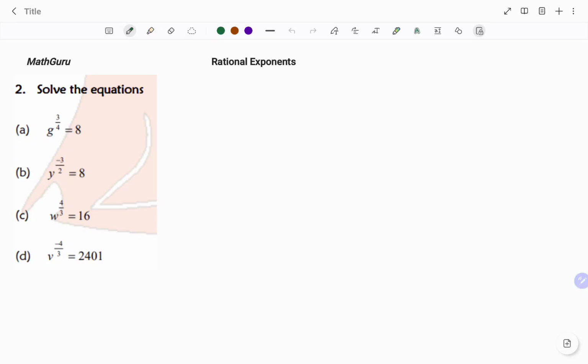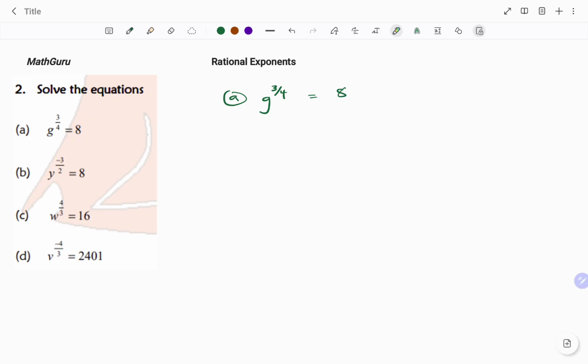In this video, I'm going to show you how to solve the following equations with rational exponents. In the first example, A, we have g raised to the power of 3 over 4 equals 8.